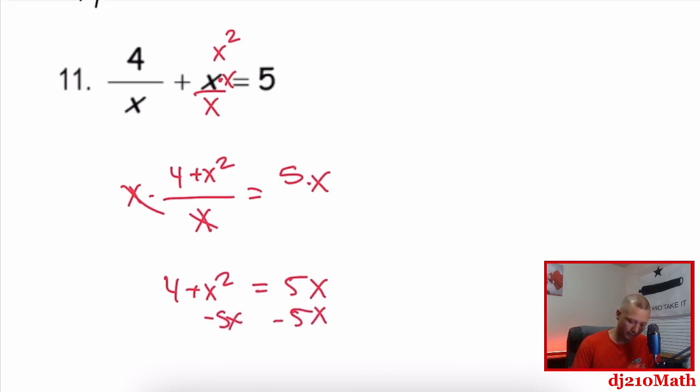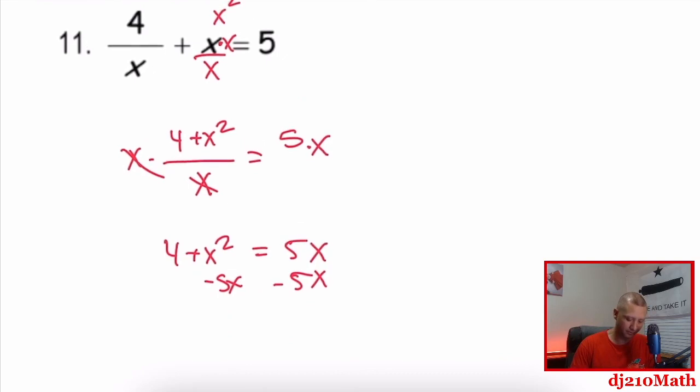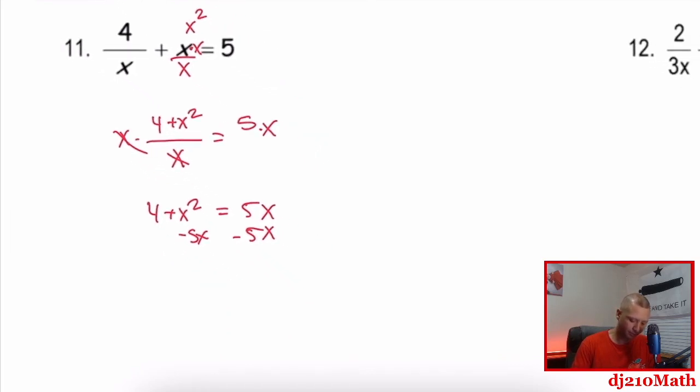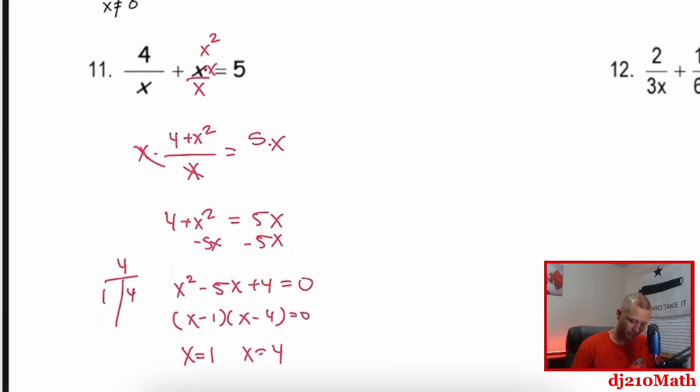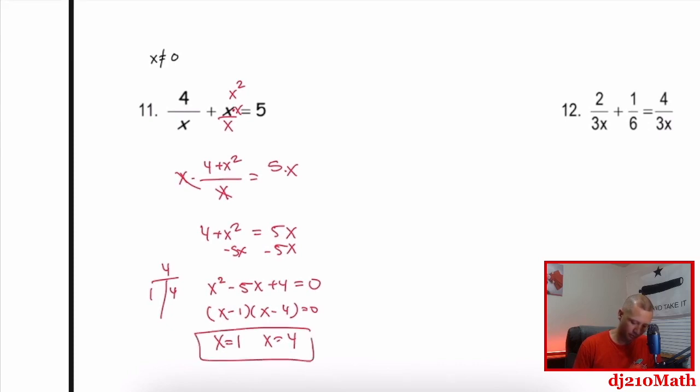Subtracting 5x from both sides and writing this in descending order, we're going to get x squared minus 5x plus 4 equals 0. So two numbers that multiply to make 4 that add up to -5: 1 and 4. And they both have to be negative. Therefore, x is going to equal 1 and 4. And neither one of those is 0, so we're good. Those are the solutions.